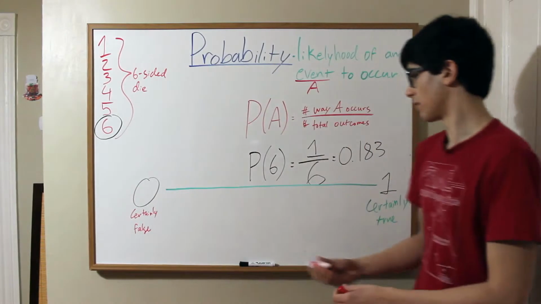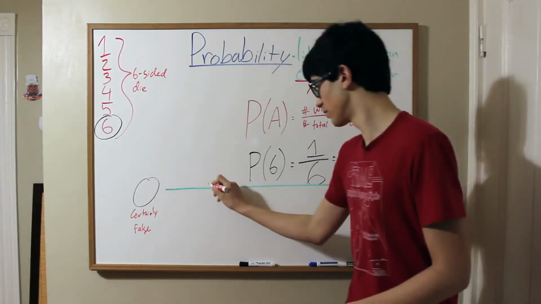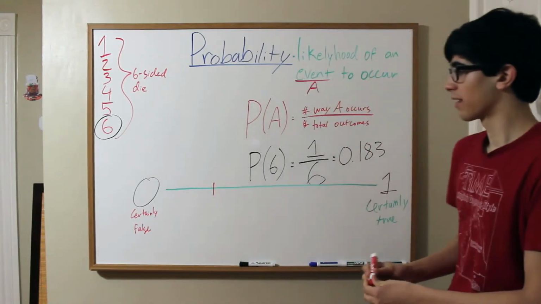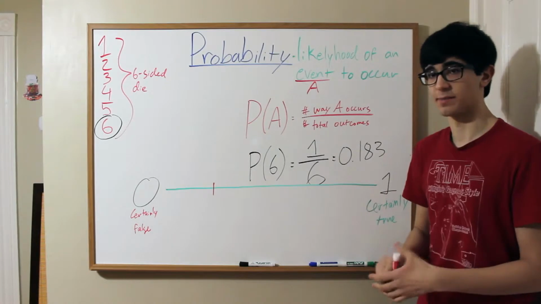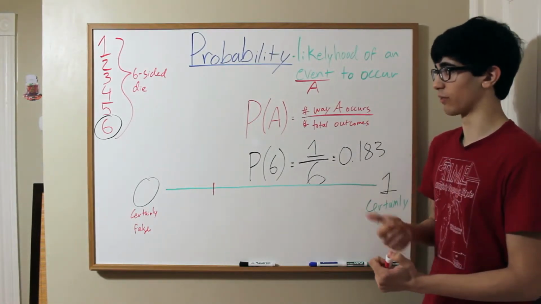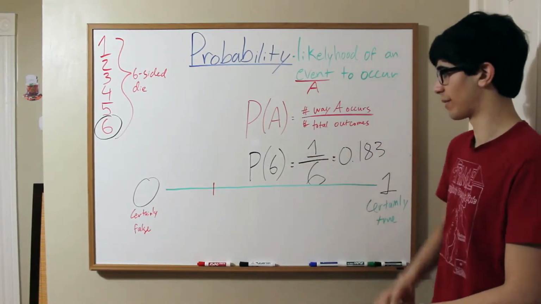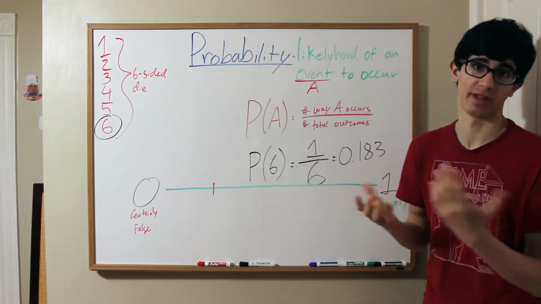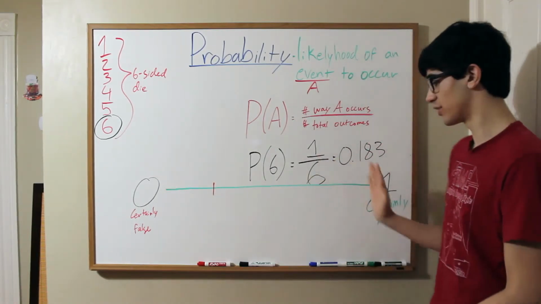Okay. So our 0.183 is false somewhere in here. It's more likely to be false than it is to be true, right? That makes sense because the probability of rolling one of the sides is 1 divided by 6, and I wouldn't bet all my money on rolling that. That's not a high enough probability because it's closer to the false than it is to the true.